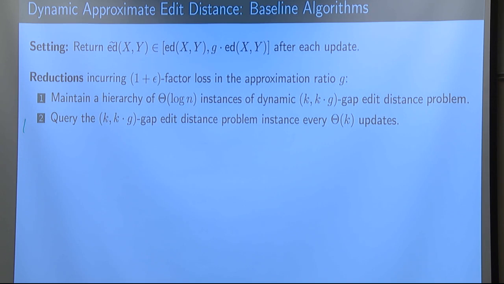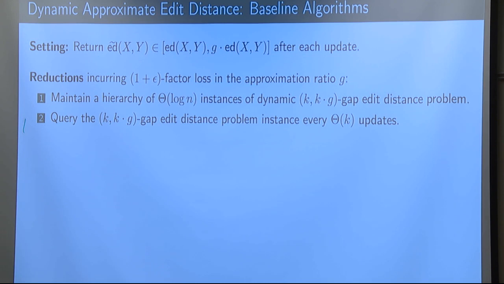And what we can do pretty easily is we can work in a setting where we have a hierarchy of dynamic algorithms, each responsible for a particular scale of weights. So one level of this hierarchy would be an algorithm for this k and k times g version. So this particular level will say close if it's below k, far if it's above k times g. And then to actually approximate the distance, we need to find the lowest level which says close.